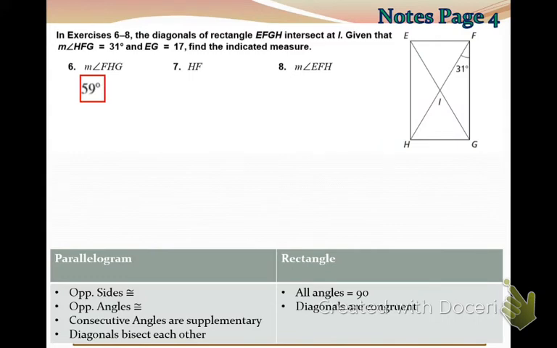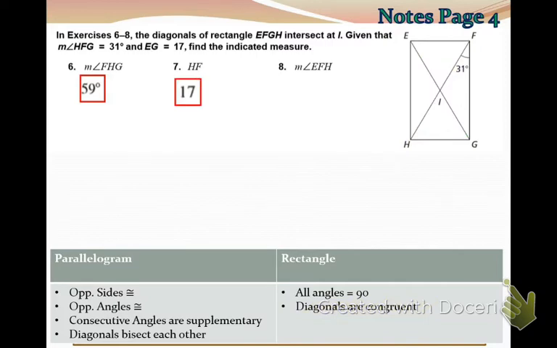Find the length of HF. Is this a side or a diagonal? It is a diagonal. Is it the diagonal we were given? No. The diagonal we were given was EG, and we knew EG was 17. So let's look at what we know about diagonals with rectangles. Diagonals bisect each other. Are we given any information on HF? Yeah, so we don't have any of that, but we do know that diagonals are congruent. So because EG is 17, HF will also be 17. Okay?